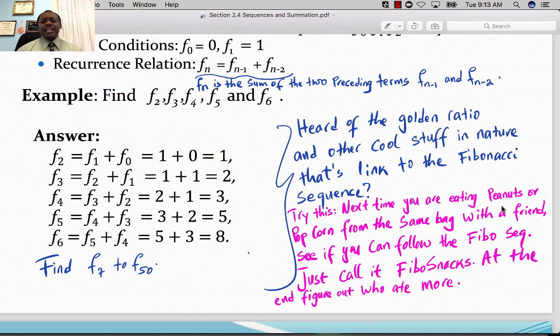And whatever it is you are eating, you could call it Fibo P for Fibo peanuts or whatever it is. But it's just exciting to see how the Fibonacci sequence really plays in real life situations. As a matter of fact, there is a lot of correlation among things that exist in nature with the Fibonacci sequence. Read a little bit about that and we'll talk about it in class.